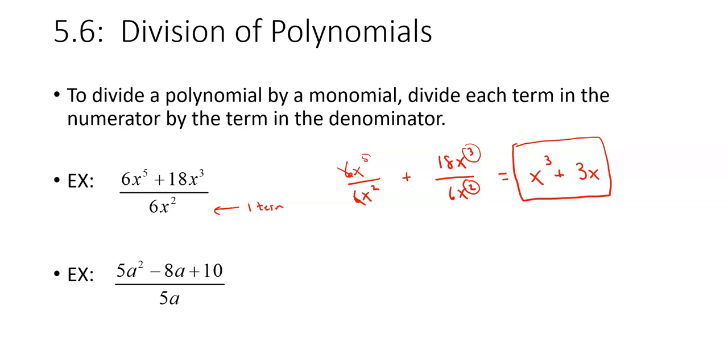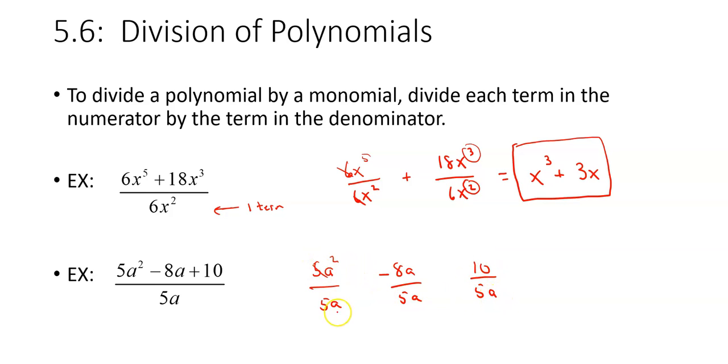All right, look at the second one. The second one also works because it's got one term on the bottom. It's got a 5a. So I take the 5a squared and divide it by 5a. I take the negative 8a and divide it by 5a. And I take the 10 and divide it by 5a.